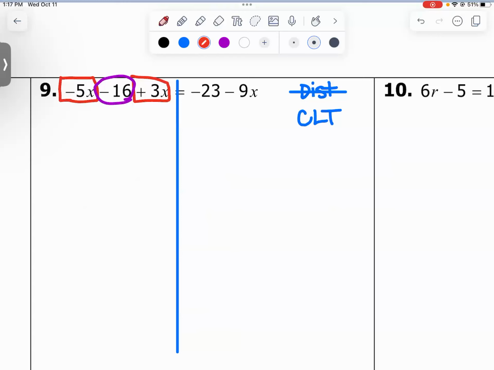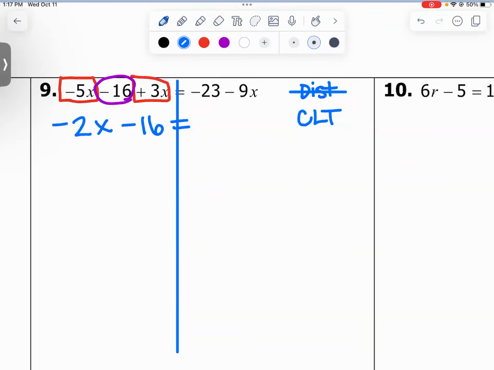Okay, so negative 5x plus 3x is negative 2x. And that minus 16 just stays at minus 16. So I have negative 2x minus 16, okay? I have not moved across the fence. I have only taken the left side of the fence and made it simpler.